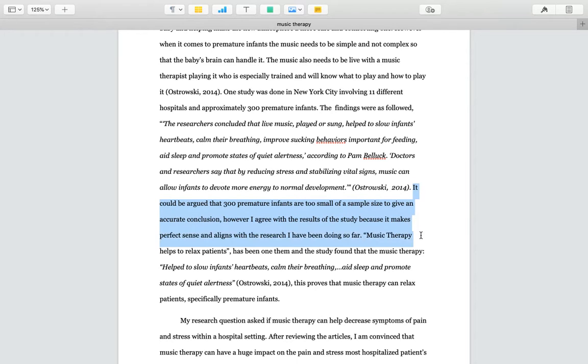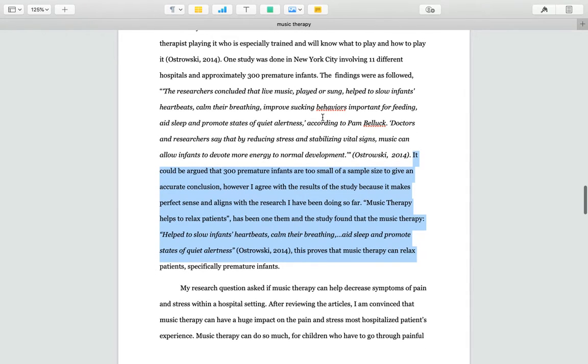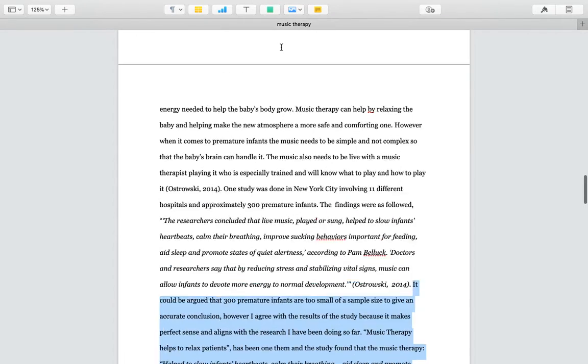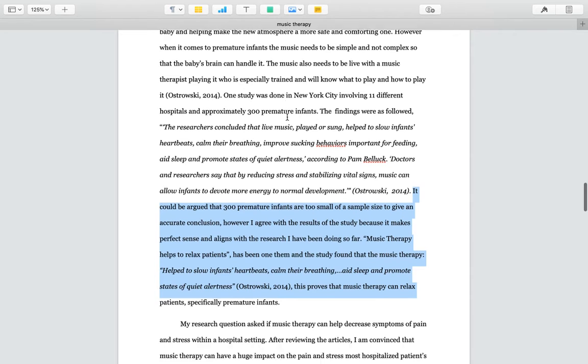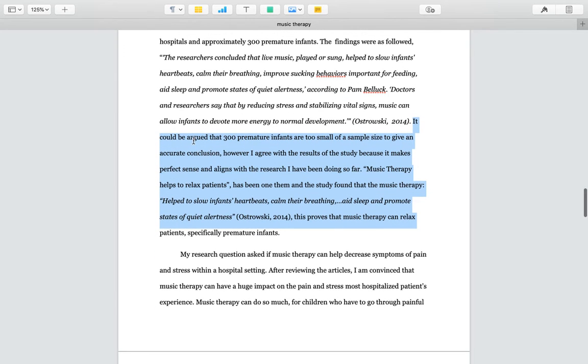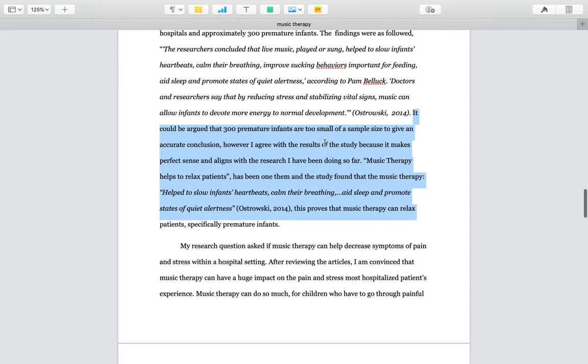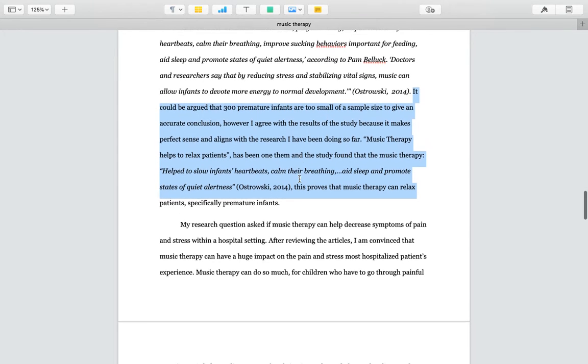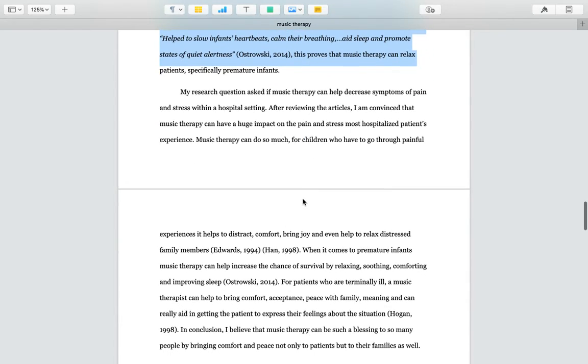and then you can say, again, they talked about sample size down here. So at the end of every paragraph, they spend a little bit of time evaluating the research that they just said. So there's the research, they summarize it, what they did, 300 people, premature infants is too small a sample size. And then he talks about how this aligns with other research they've been doing so far. And then they give other examples of research that's not part of that research.